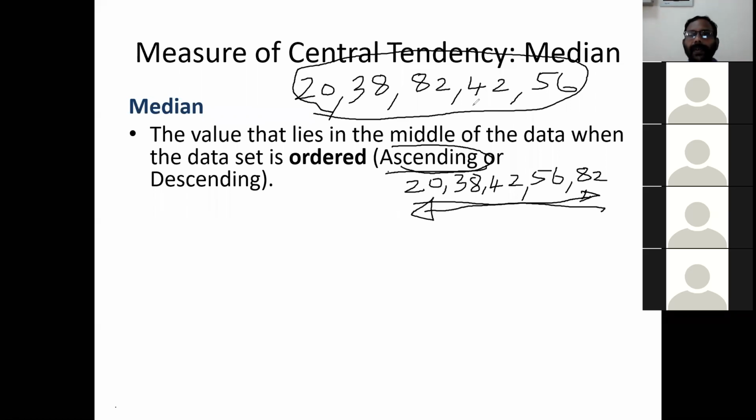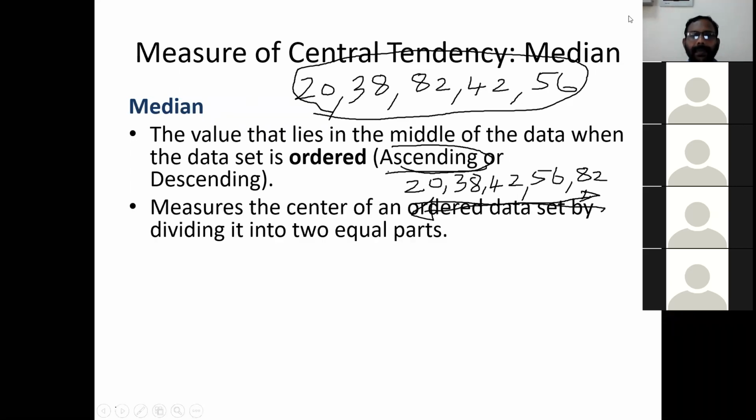So first we'll have to order them in either ascending or descending order. Either way is possible. Then you find out the middle of the data. Median is the measure of the center of an ordered data set by dividing it into equal parts. That is the important thing, where when you divide this data, it becomes two parts. For example, in this case we have put it in ascending order, right? We want to split this into two data sets. So who is the middle point splitting data into left side and right side equally?